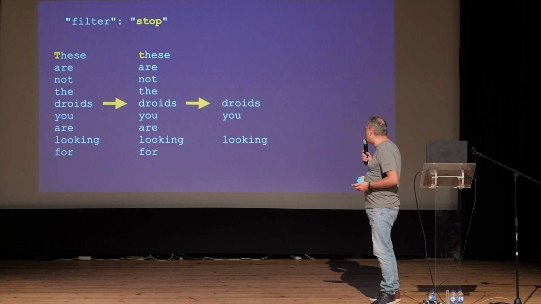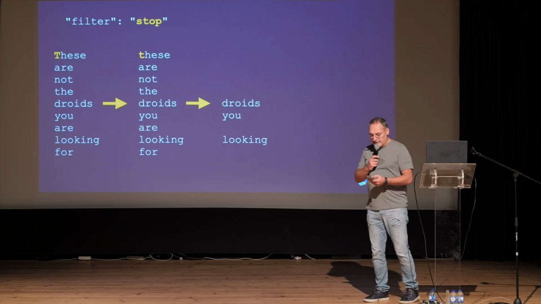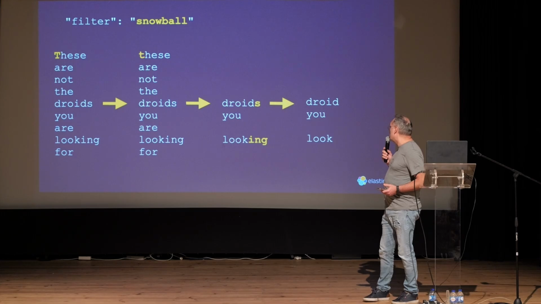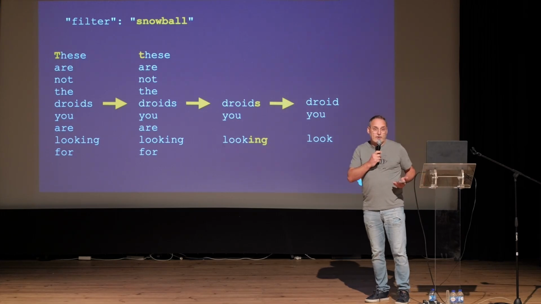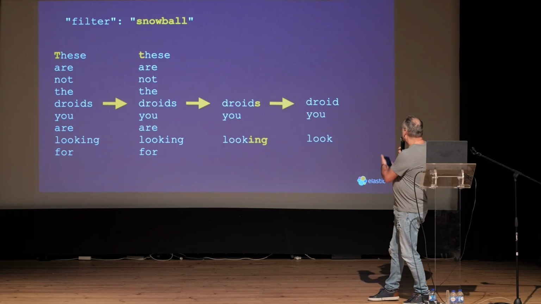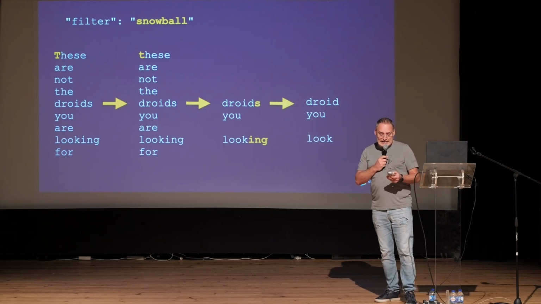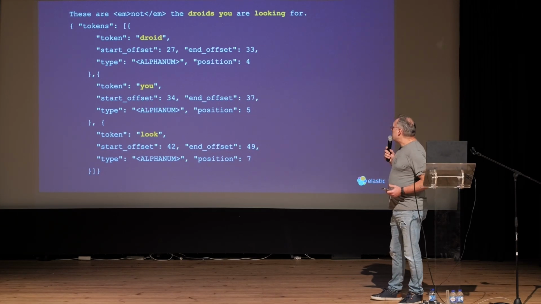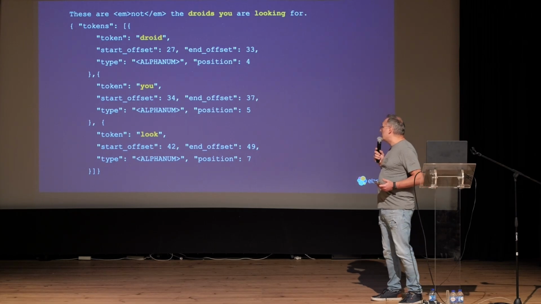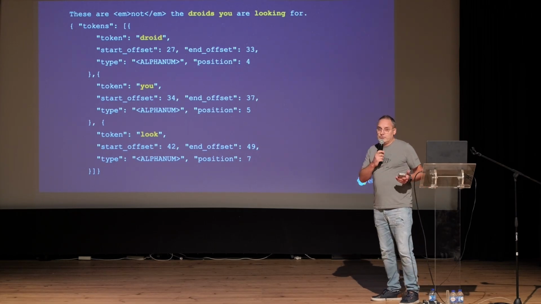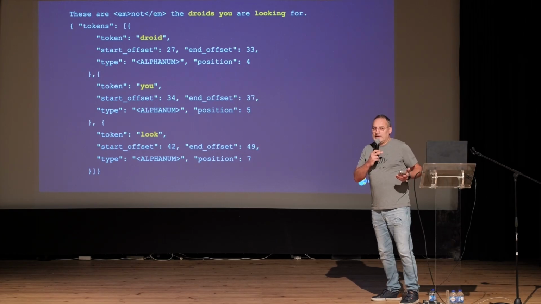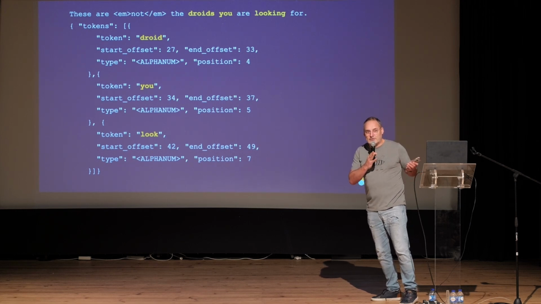So you end up with droids you looking. And then you can perform some snowball, which is going to take the singular form of the text and the simple form of the verb, if you wish. So at the end, when you are indexing something like "these are not the droids you are looking for," you end up indexing "droid you look." There's an issue. That was not the droid I was looking for, but I have indexed "the droid I'm looking for," right? This is a totally different meaning here.